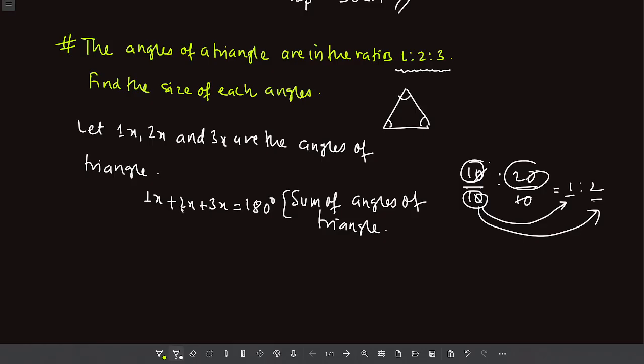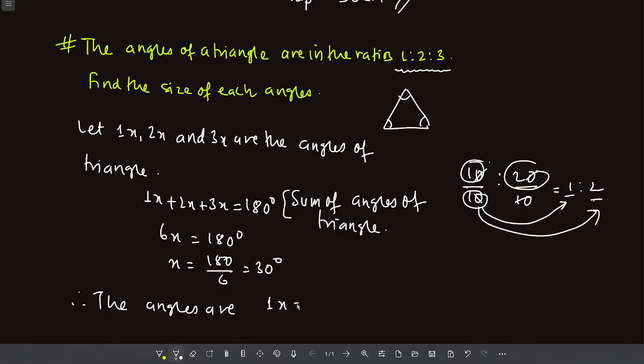Now 3 plus 2 is 5, plus 1 is 6, so 6x equals 180 degrees. x equals 180 over 6, which is equal to 30 degrees. Therefore the angles are: 1x equals 1 into 30, which is 30. 2x equals 2 into 30 equals 60. 3x equals 3 into 30 equals 90 degrees. So these are the actual angles of that triangle: 30, 60 and 90.